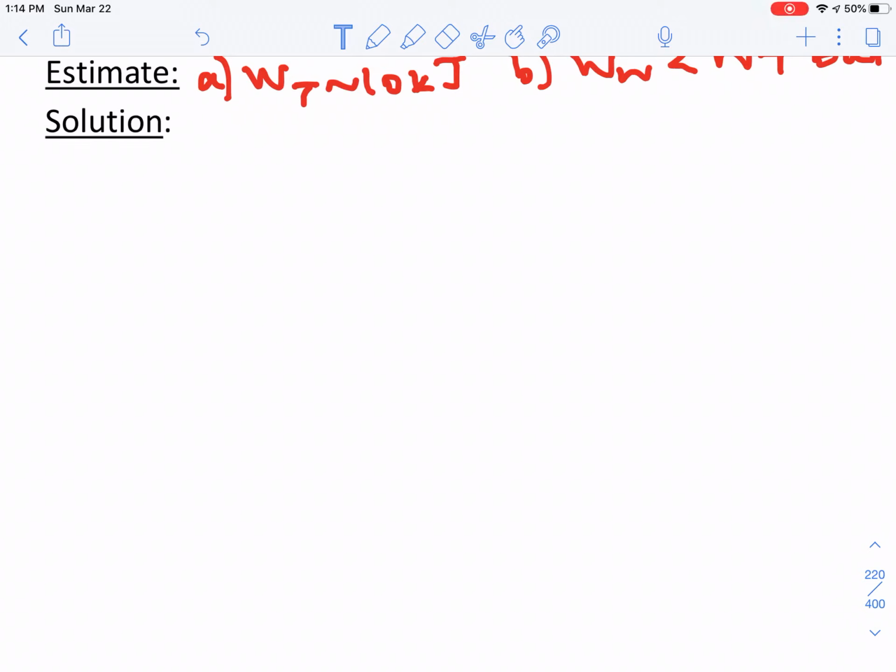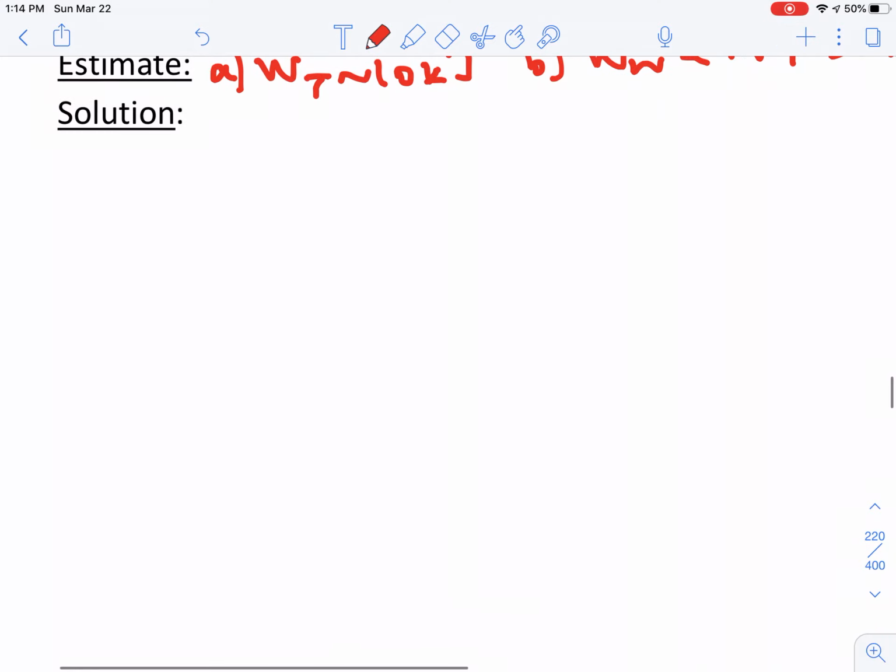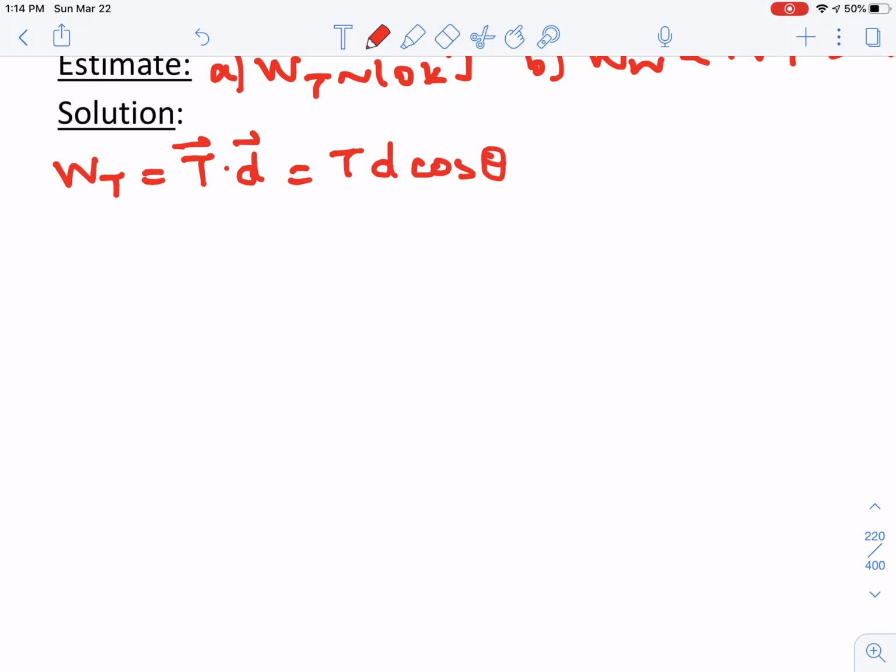Okay, so next step is to solve for the work done by tension, right? So let's write down the equation for the tension first. It's the work done by tension, and that is T, the force, dotted with D. And that gives us TD cosine theta, right? So I really want you to be able to do this algebra first. The dot product gives you the cosine function.